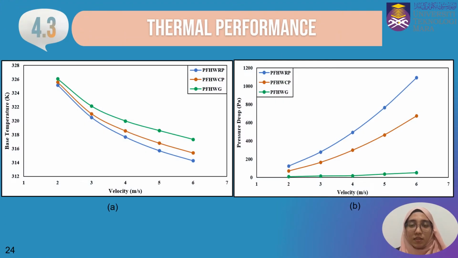Next, we move to the thermal performance of heat sink. These 2 graphs show the comparison of thermal performance for all 3 heat sink designs with air velocity. Graph A shows the comparison between the base temperature versus air velocity. From this graph, when the value of air velocity increases from 2 meter per second to 6 meter per second, the base temperature of heat sink will decrease. Thus, pin-fin heat sink with rectangular perforation has the lowest base temperature compared to other design.